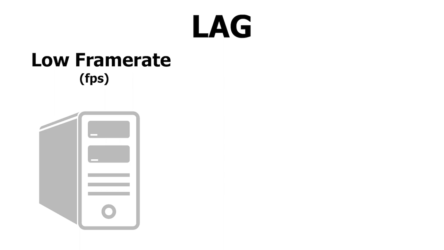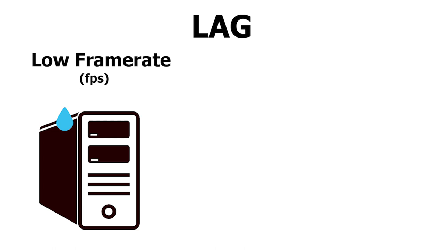Before we get started, I would like to make a very important clarification. The term lag is often used in different forms by different people, and sometimes even in different circumstances. There are two common occurrences that are referred to as lag. The first one is a low frame rate, measured in frames per second. This occurs when the graphics load of the game you are playing is too much for your computer to handle, making the game look very choppy and inconsistent.